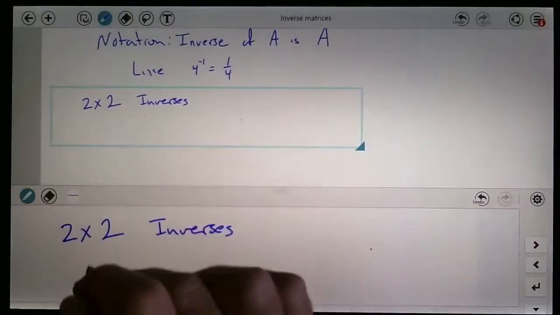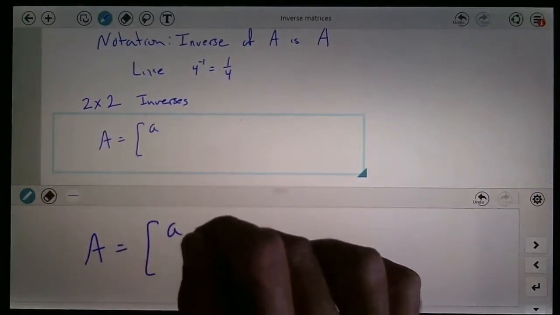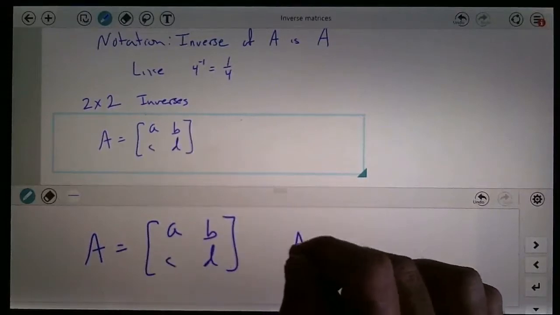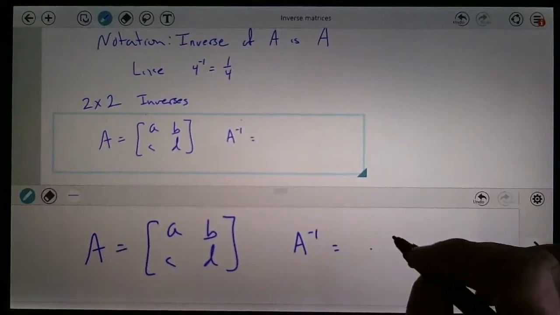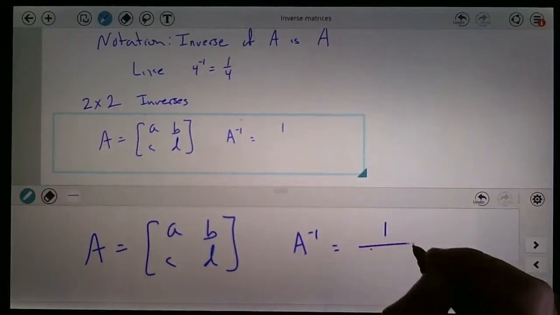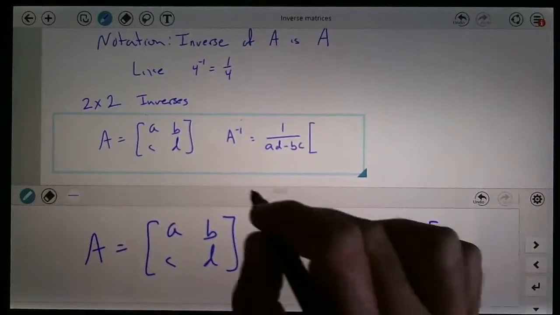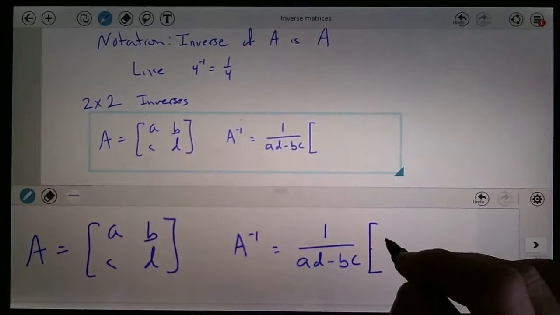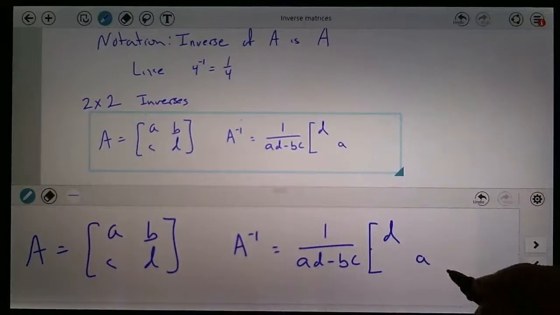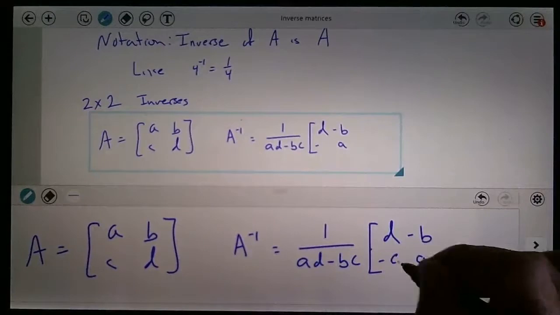So it goes like this. If A is equal to just your standard 2x2, so A, B, C, D, then A inverse is, there's a scalar I'm going to multiply out in front, so 1 over AD minus BC times this matrix, and this matrix is, I'm going to swap the main diagonal here, so the D comes up here and the A goes down there. The B and the C stay in the same place, but we'll make negative signs in front of them. Okay.